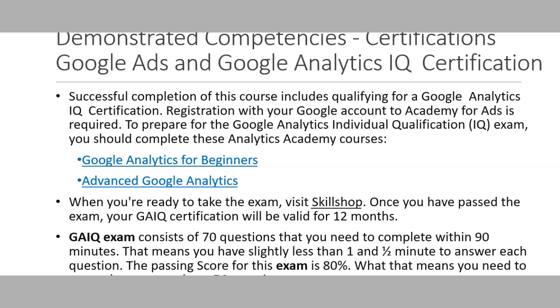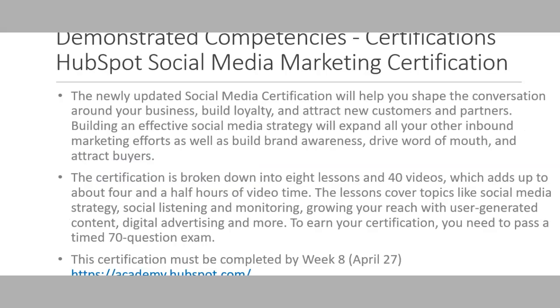Now, this exam is 70 questions. You need to complete it in 90 minutes. And that means you have slightly less than 1.5 minutes to answer each question. And a passing score is 80. That means you have to have a correct answer for 56 of those 70 questions. They're all based on what you've learned through the videos for Google Analytics for Beginners and Advanced Google Analytics. I have also provided a study guide in the resources for the course.